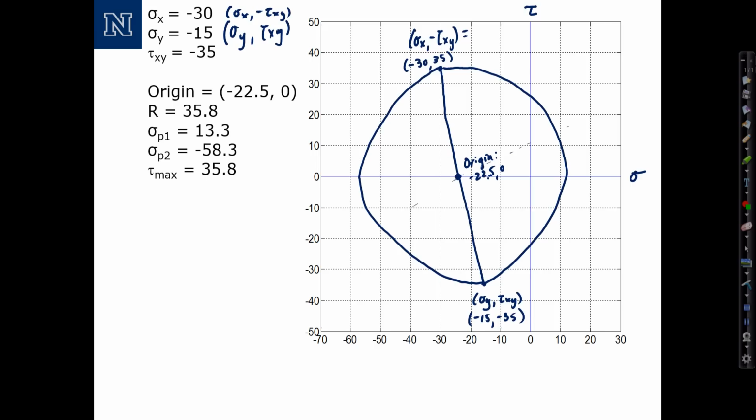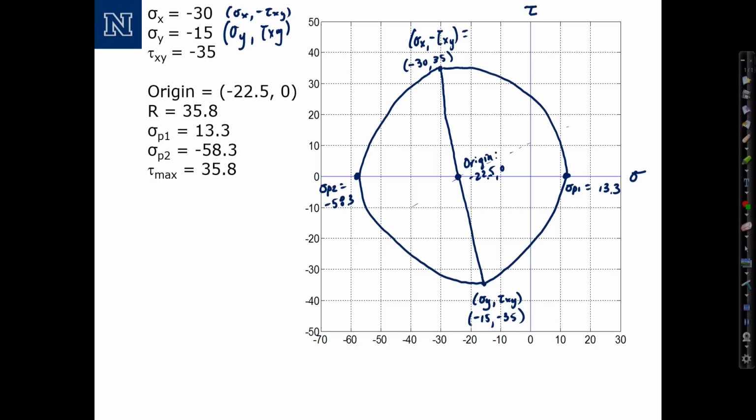Let's check some other points by inspection. My principal stresses, 13.3 and negative 58.3, are the intersection points of the circle with the sigma axes. So the first one, sigma P1, equals 13.3. That's about right by inspection. Sigma P2 equals negative 58.3. That's about right by inspection. Notice that the shear stress is 0 at those points.